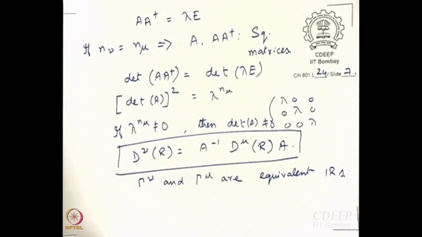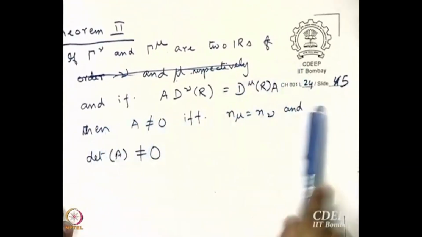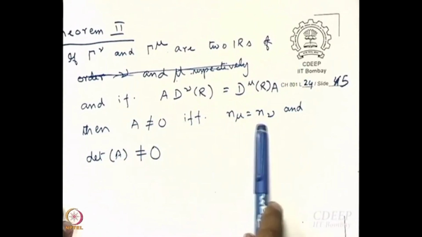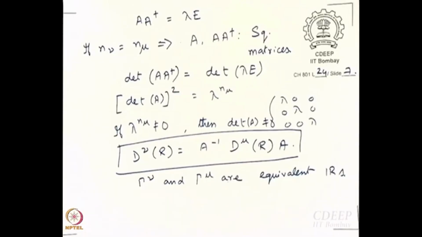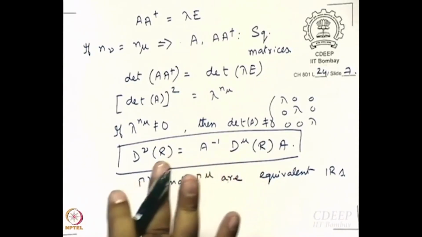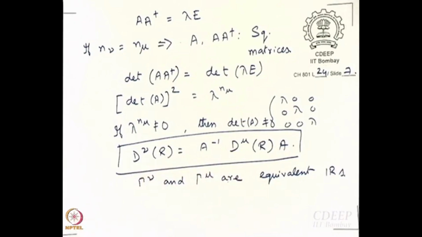What is it that we wanted to prove? Two IRs, and if this, then A is non-zero if and only if n mu equal to n nu and det A is non-zero. We have proved the if part. We have not proved the only if part. We said if and only if, isn't it? So, if is proven, only if I leave it to yourself. It's not all that difficult. It's worked out here. It's the appendix of chapter 7. Look it up, you can do it yourself. At least we have proved the if part.